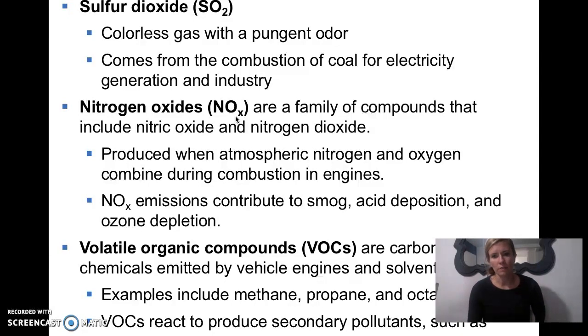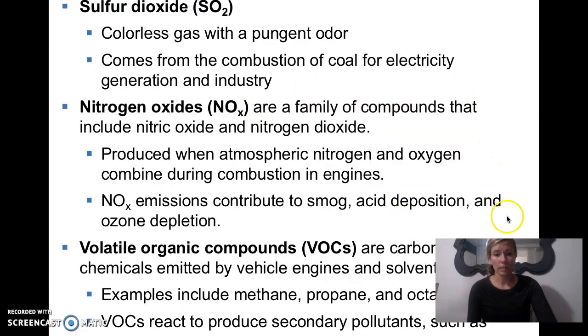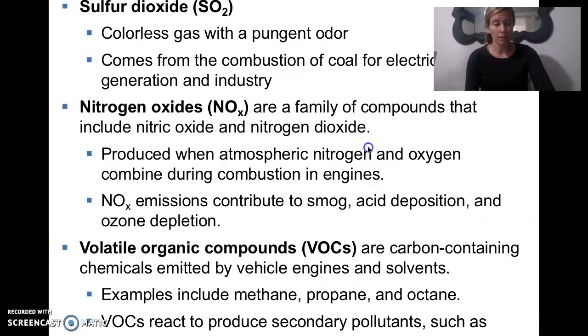Then we have these things called volatile organic compounds, VOCs. This is the dark orange one here. They are carbon-containing chemicals emitted by vehicle engines and solvents. And examples will include methane, propane, and octane, all things that we use for fuel to burn. And the VOCs will react to produce secondary pollutants such as smog.